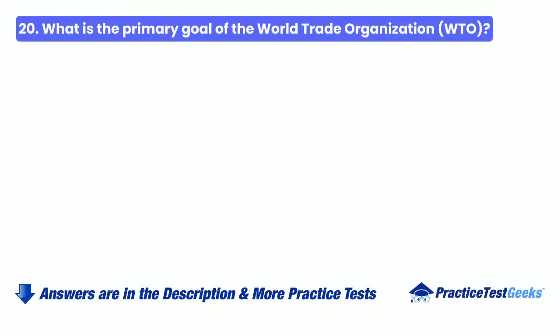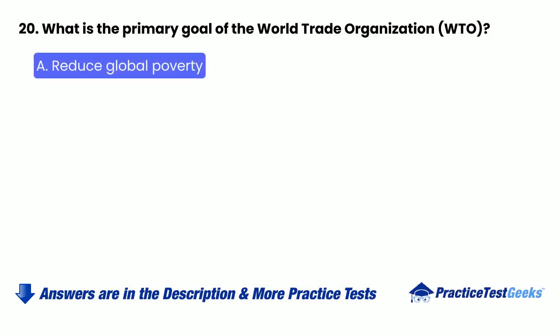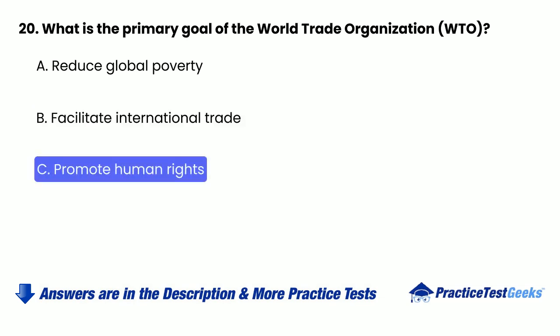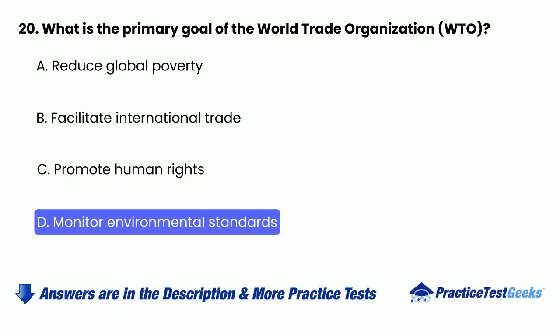What is the primary goal of the World Trade Organization, or WTO? A. Reduce global poverty. B. Facilitate international trade. C. Promote human rights. D. Monitor environmental standards.